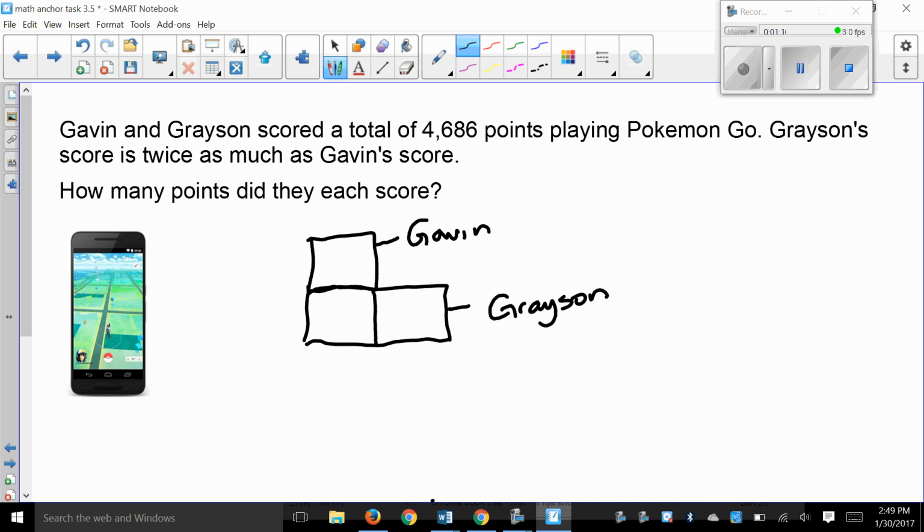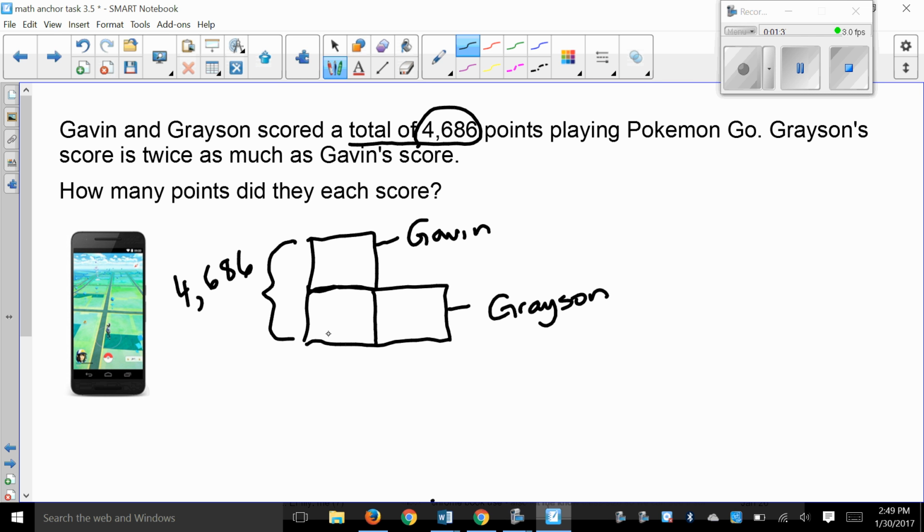Now, if I look at the important information in the problem, it says that their total was 4,686 points. That means that Gavin plus Grayson is going to be a total of 4,686.